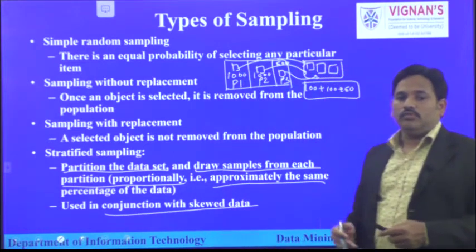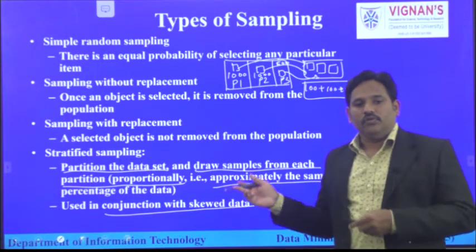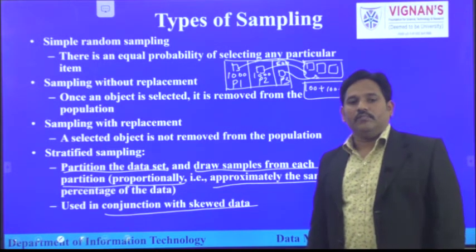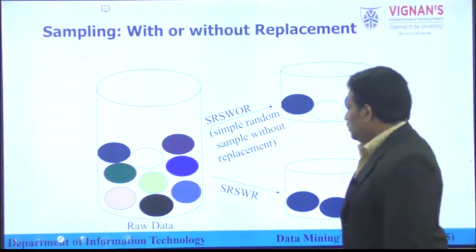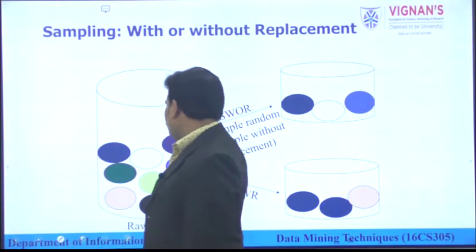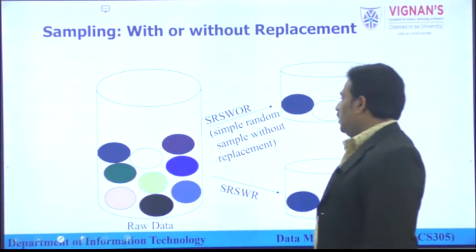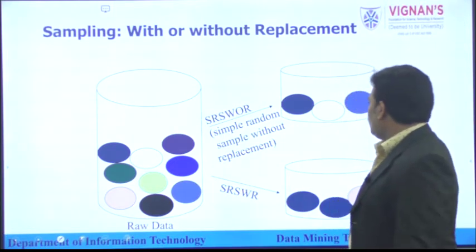That means when we want to refine the data, when you want to use the data for analysis, we can go for it, and the skewedness of the data can be increased here. Now, this is the diagrammatic representation of sampling, what we discussed now. If you look at that colored approach, simple random sampling without replacement.